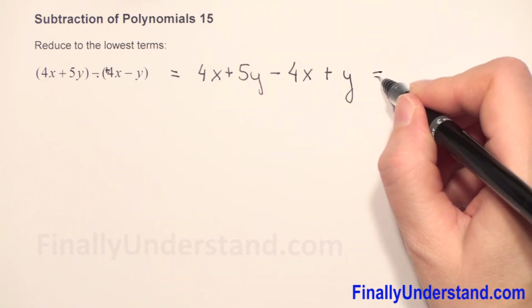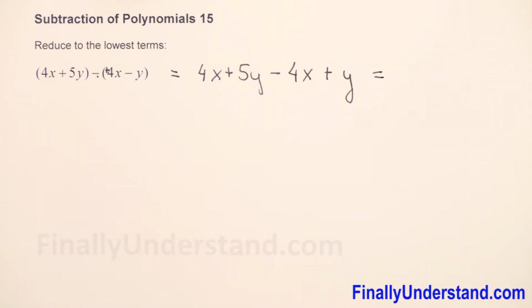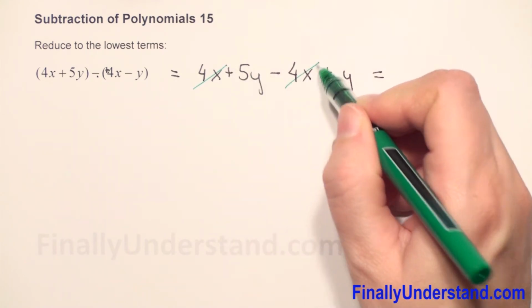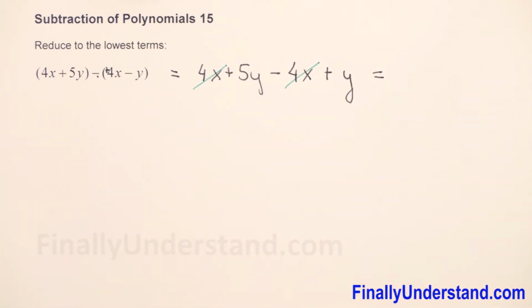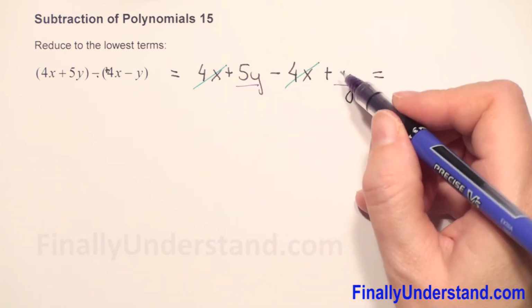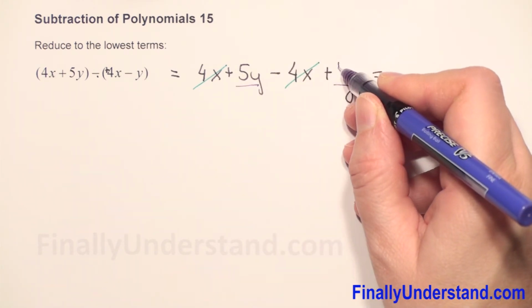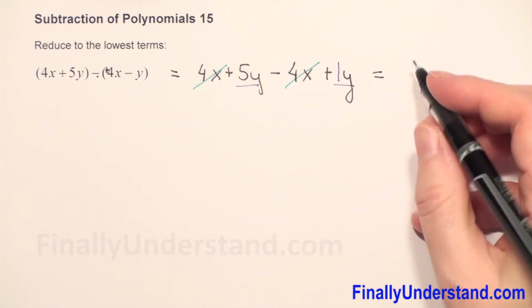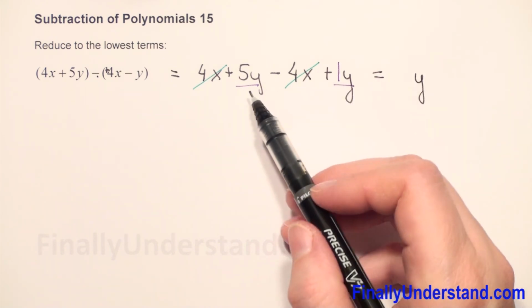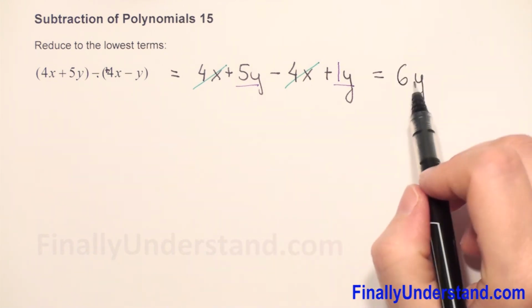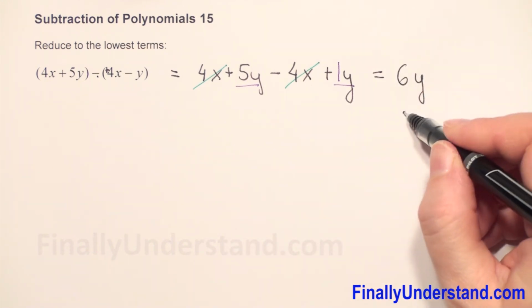So now we have to combine the like terms. We have 4x minus 4x, so this we can reduce, it will be 0. And we have 5y plus y. When we don't have a coefficient, it's always an invisible 1. So we have 5y plus 1y. We copy the variable y. We just add the coefficients. 5 plus 1 is 6. We have 6y. This is my solution.